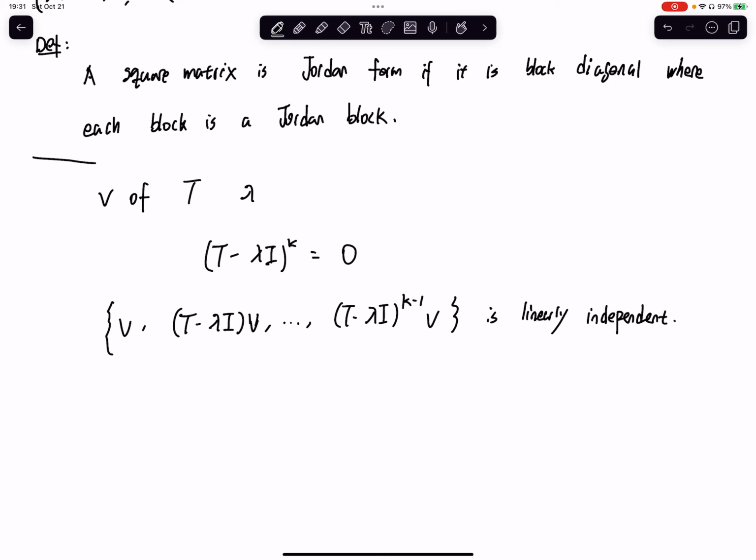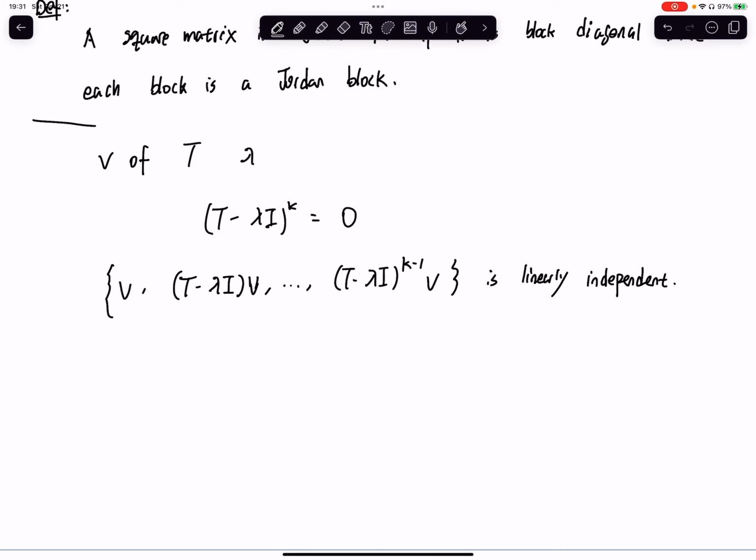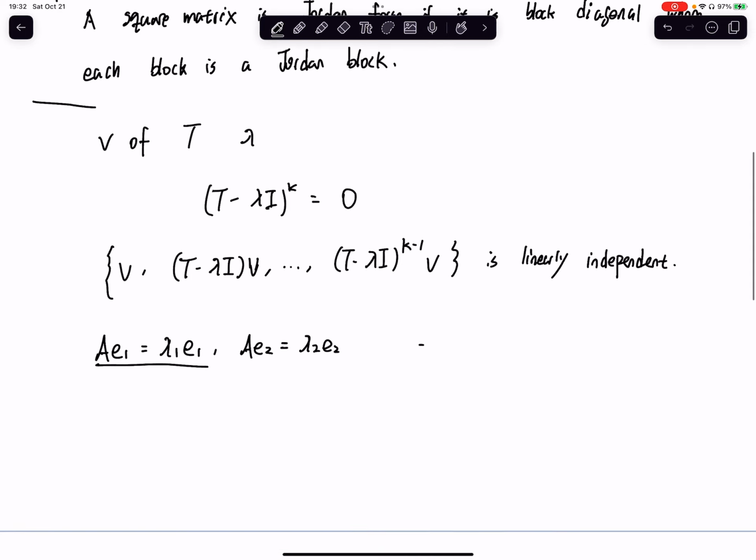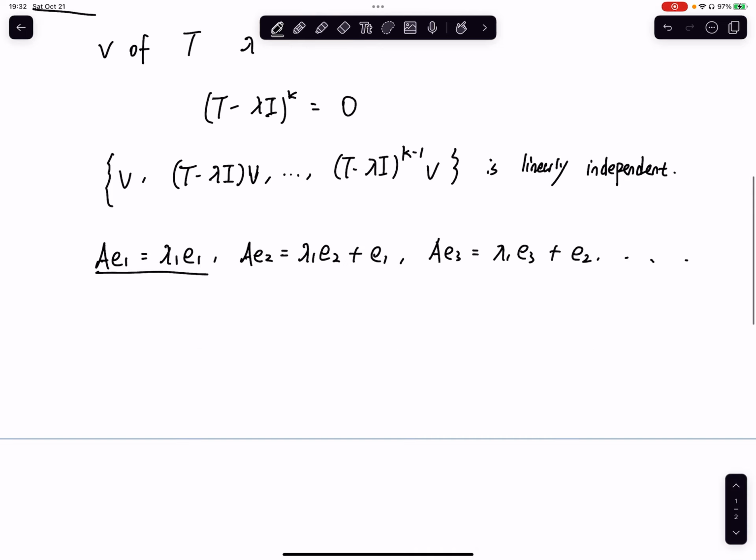Observe that for a matrix A, it maps the vectors of the standard basis as follows: A e1 equals lambda 1 e1, and A e2 equals lambda 1 e2 plus e1, and A e3 equals lambda 1 e3 plus e2, and so on. So e1 is an eigenvector, and the rest of the e_j are called the generalized eigenvectors.